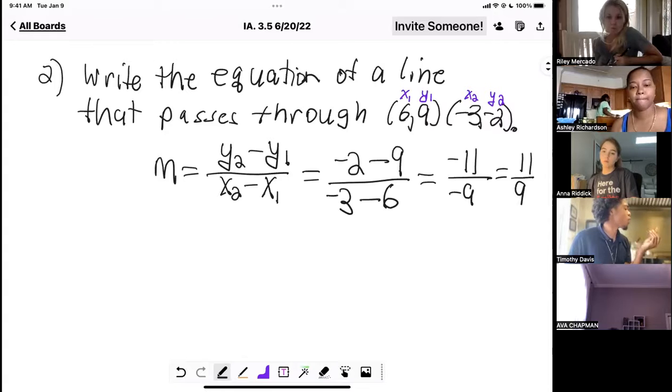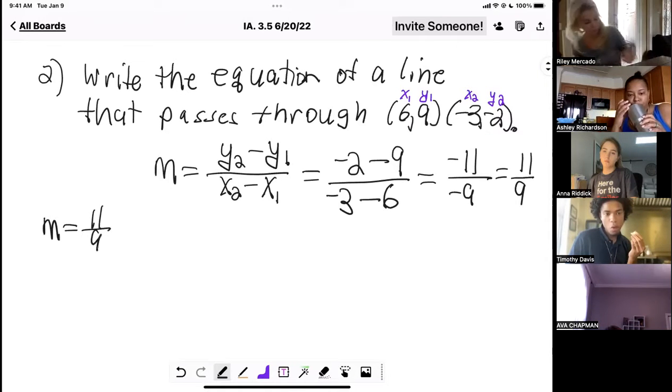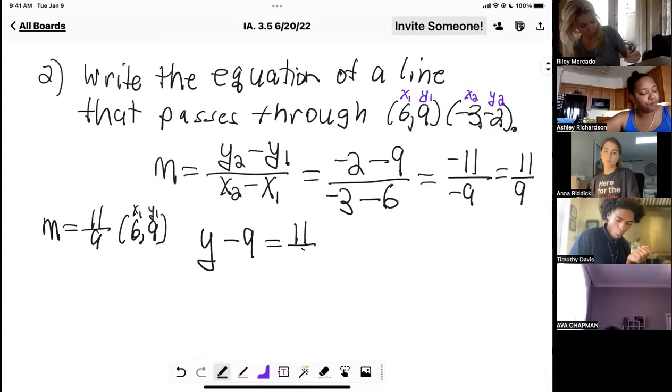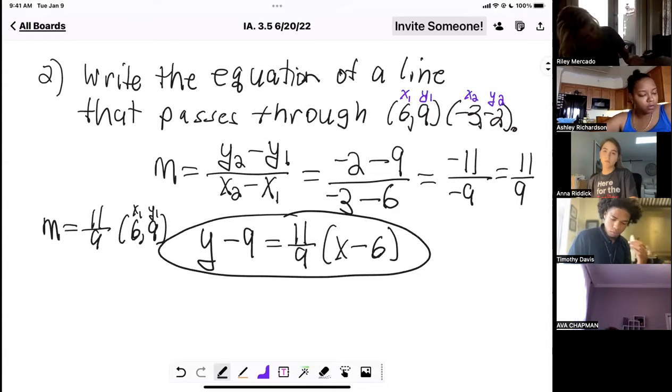Now watch this. Pick a point, doesn't matter what point. I'm going to show you both of them. So first, m is 11 over 9, and my point's going to be 6, 9. Here we go. Y minus my y, which is 9, is equal to my slope, 11 over 9, x minus my x1, which is 6. Equation done.